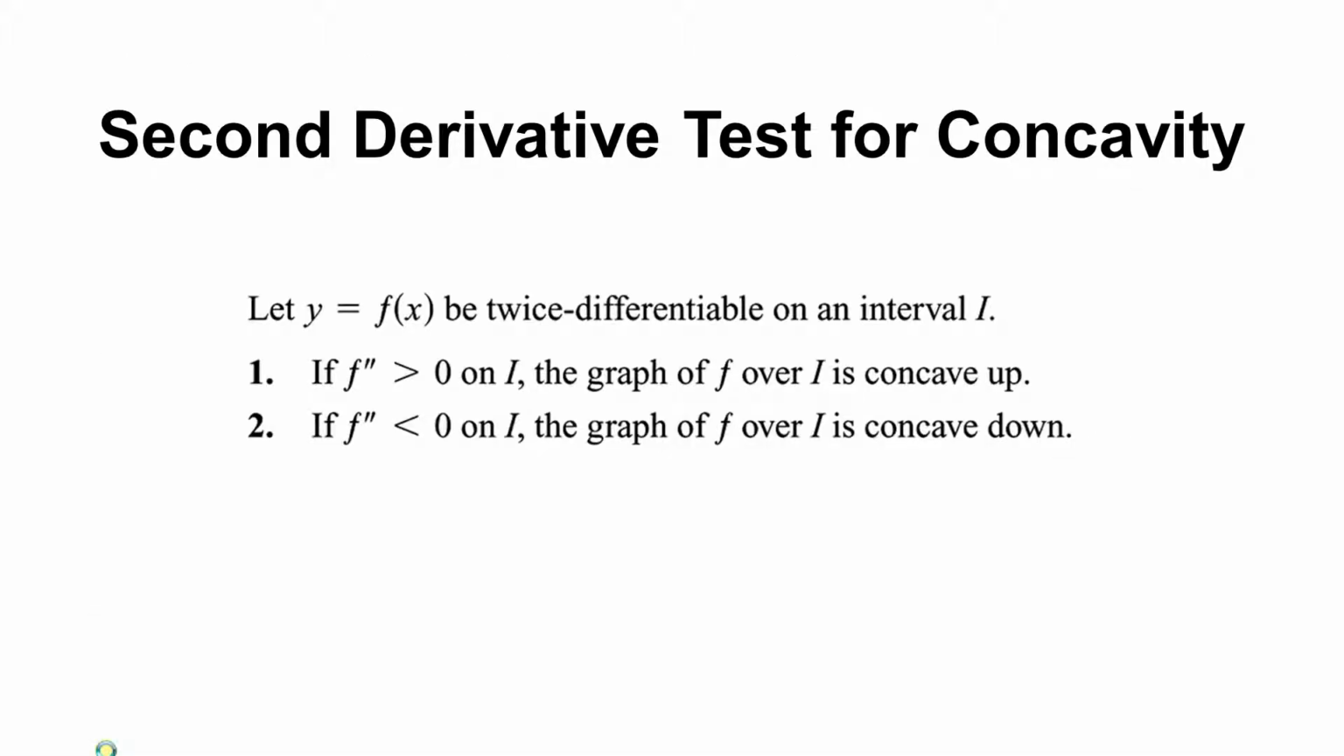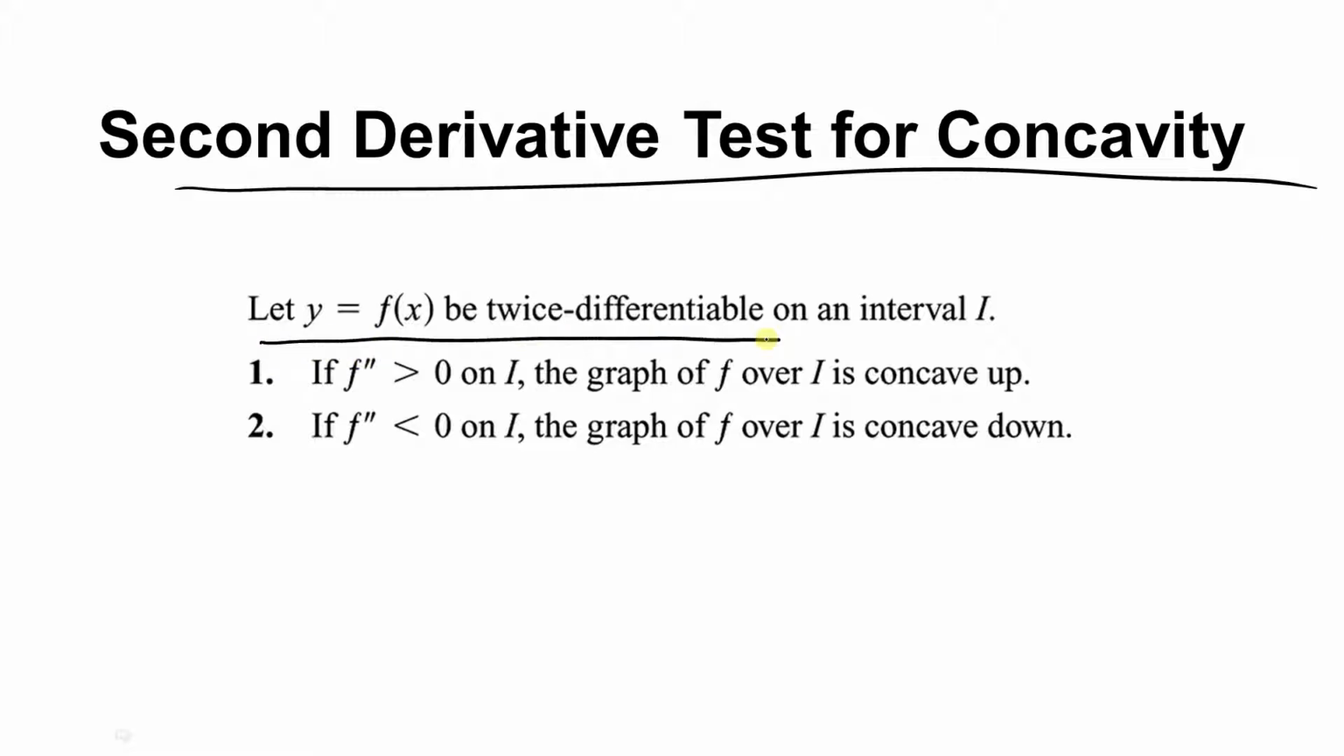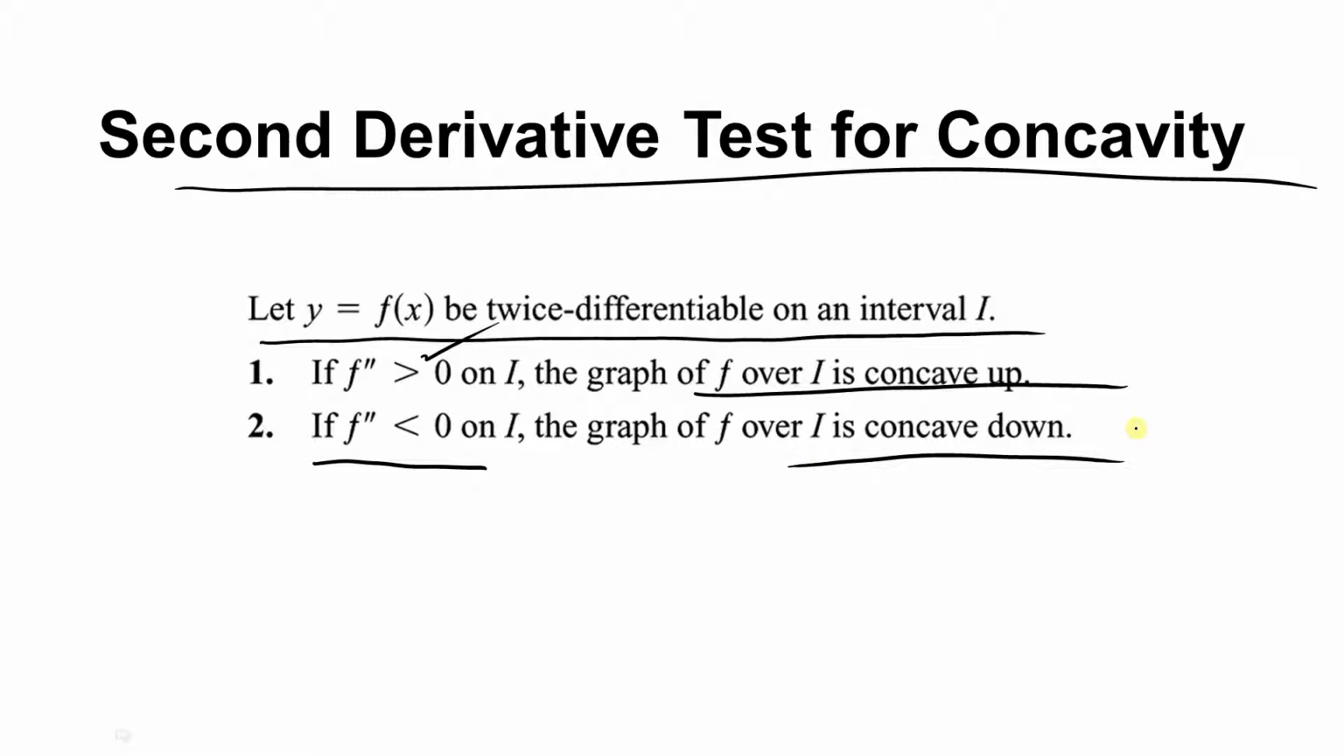So here is the second derivative test for concavity. You need to know this. If the function y equal f of x is twice differentiable on an interval I, if the second derivative is more than 0, the graph is concave up. If the second derivative is less than 0, it's simply concave down.